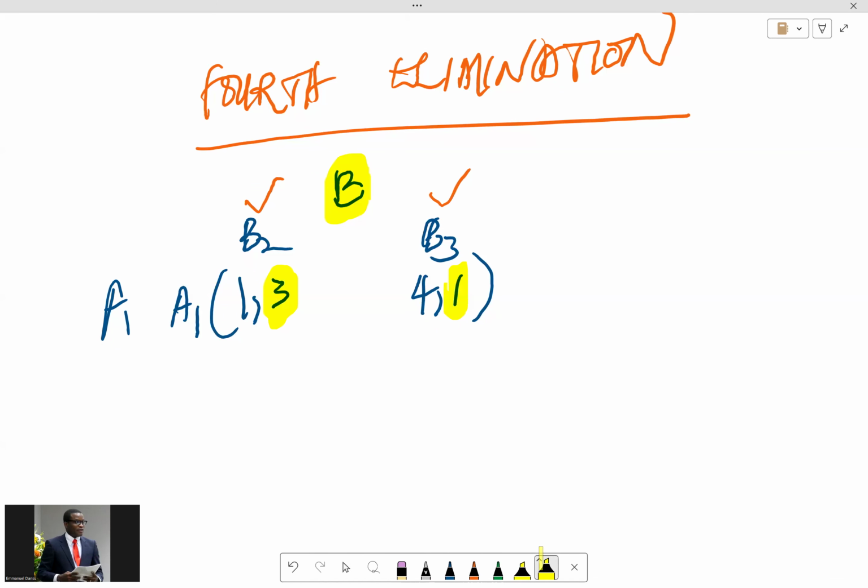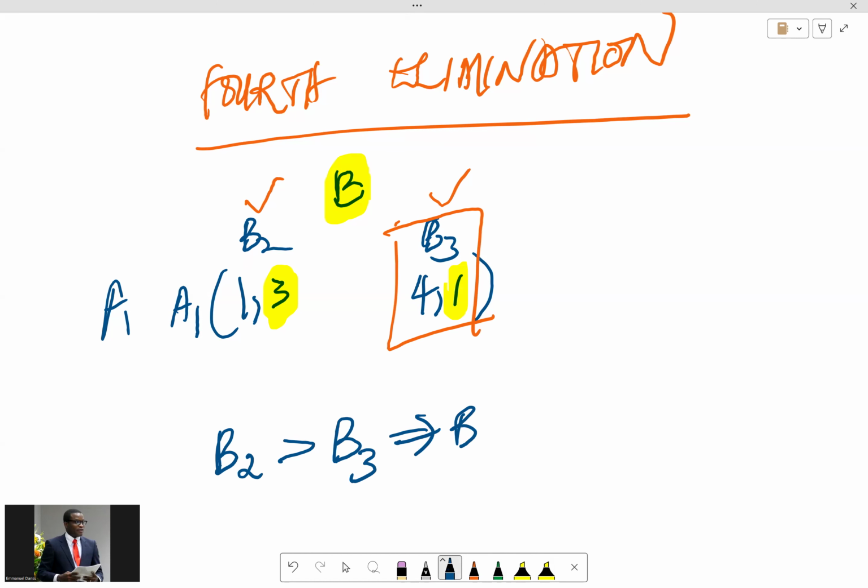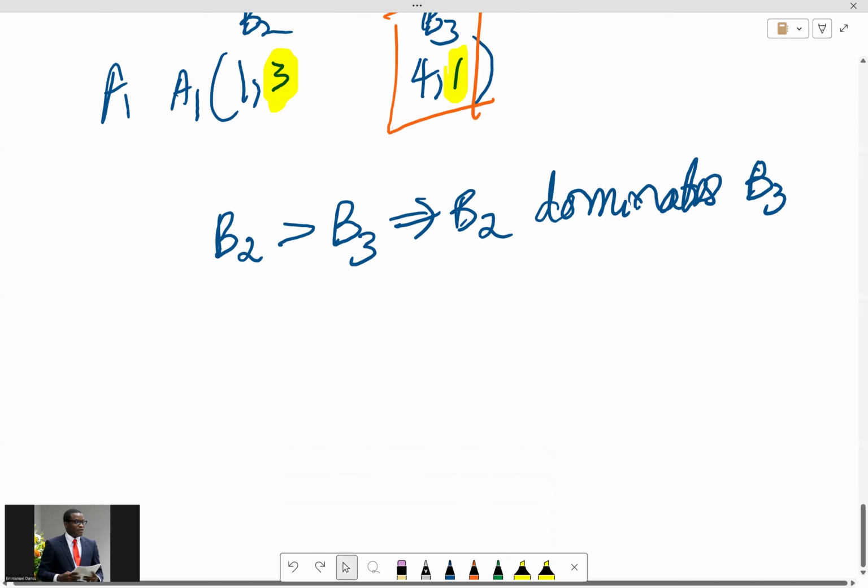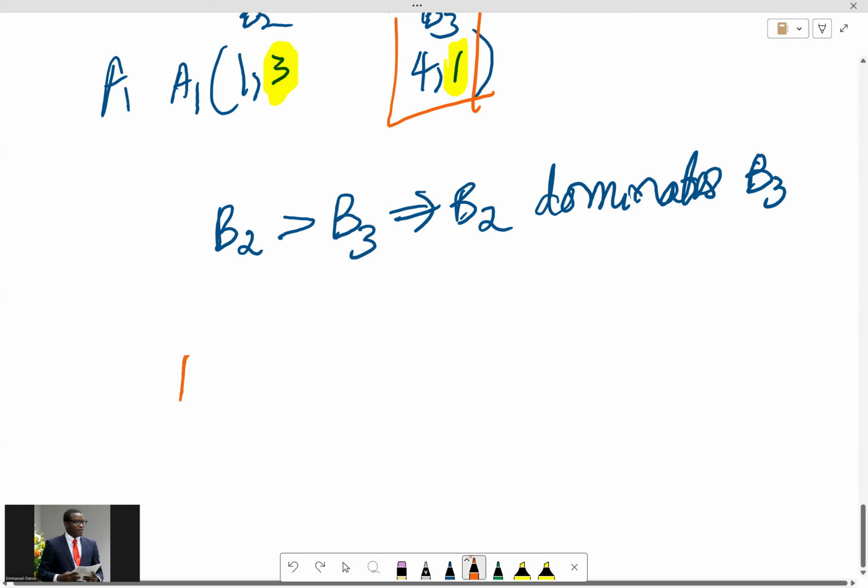So we see that we don't even have to worry about the number of better ones now. So automatically we know that B3 has to go because B2 is better than B3, meaning that B2 dominates B3. So at this point, we have just this one left. We have just 1, 3, and that is automatically going to be the Nash equilibrium. So instead of the next elimination, no need. We just talk about the Nash equilibrium now.